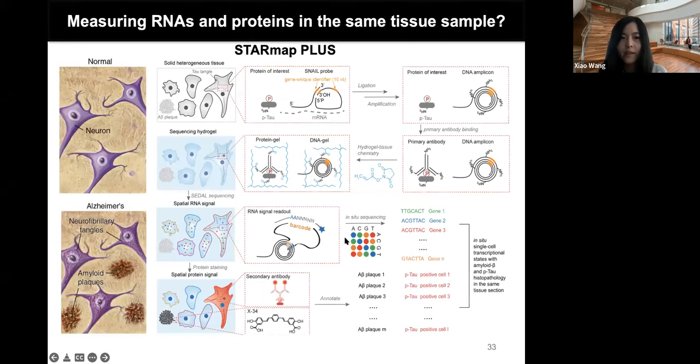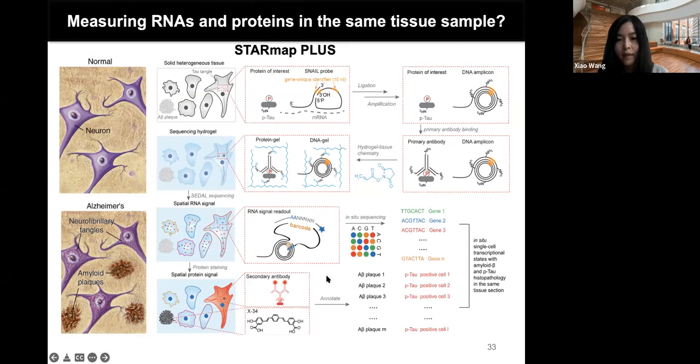So what we tried to do is measure everything in the same tissue slice with high spatial resolution. We developed a new version of STARmap called STARmap PLUS, where we integrate the measurements of proteins together with in situ sequencing of RNA expression. In this particular case, we integrated the readout of antibody-based staining of intracellular tau tangles and also dye-based extracellular staining of these A beta aggregations. And we can also simultaneously measure thousands of genes inside these tissue slides.